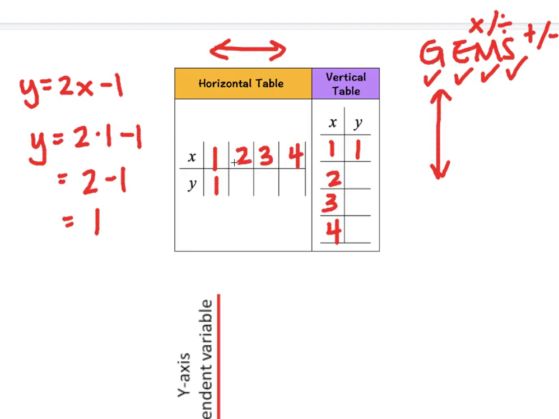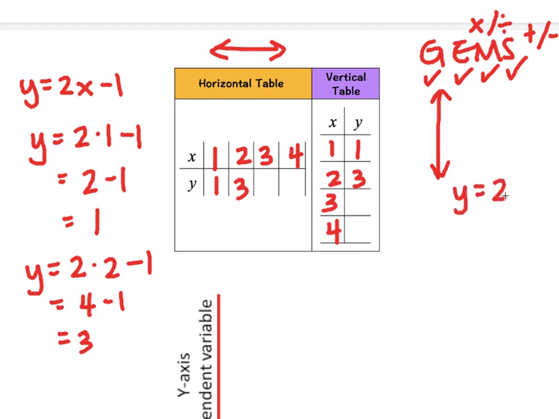Next, we're going to replace the x with 2. So instead of y equals 2 times x, we're going to have 2 times 2 minus 1. GEMS, order of operations, tells us we have to multiply first. 2 times 2 is 4. Then we subtract. 4 minus 1 is 3. So whenever x is equal to 2, y is going to equal 3. That's all that means. We have two more values.